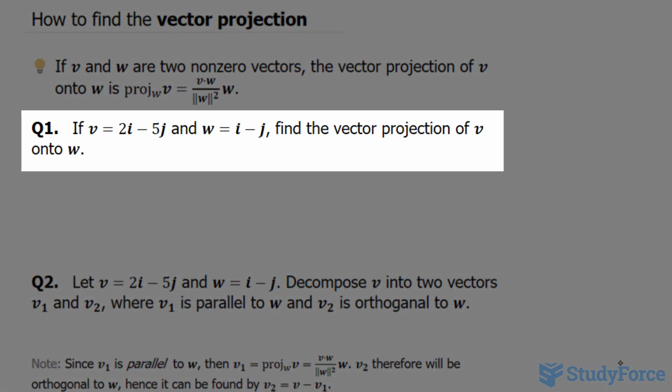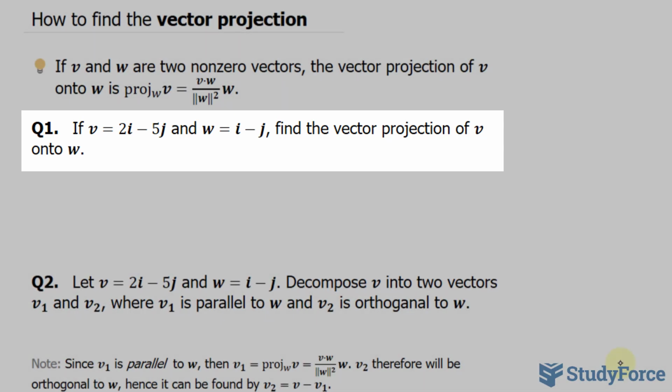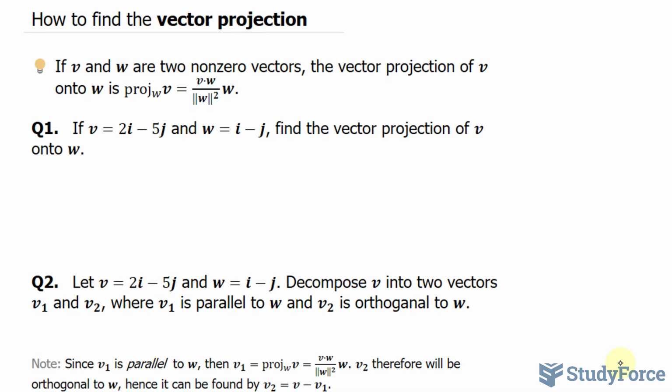That being said, question 1 reads, if vector v is equal to 2i minus 5j and w is equal to i minus j, find the vector projection of v onto w. Let's start by finding the dot product of v and w, this part. The dot product is found by multiplying the x components together and multiplying the y components together and then adding them up. So we'll take 2 times 1 plus negative 5 times negative 1. 2 times 1 is 2, and negative 5 times negative 1 is positive 5.